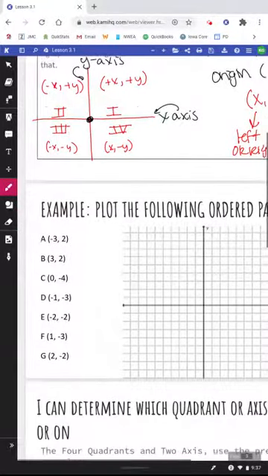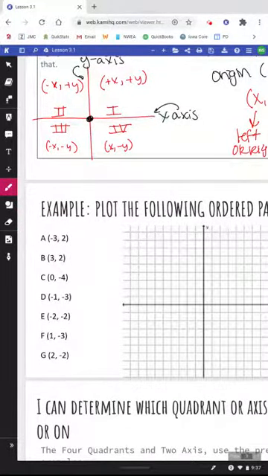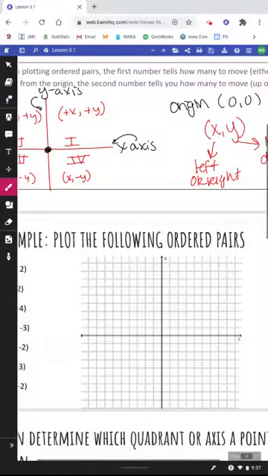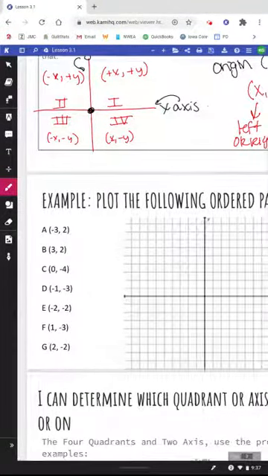So in this first section of your homework, you're going to have to plot each of the ordered pairs on your graph. So the first one says -3 for the x, so that would be left 3 and up 2. For B, it's +3, +2. For C, it's 0, so that means don't go left or right, but -4.